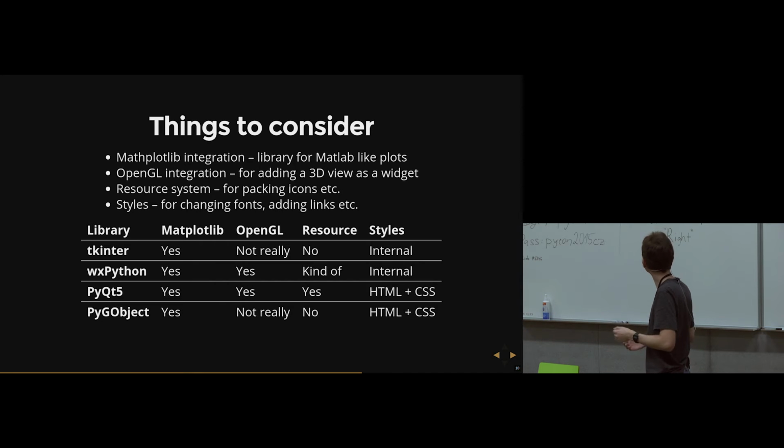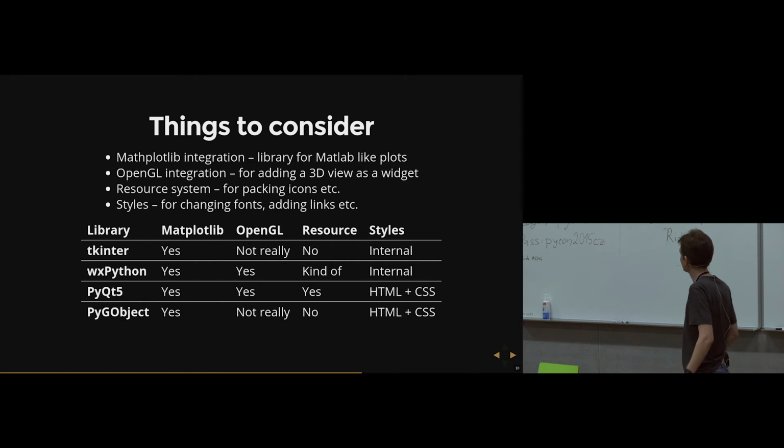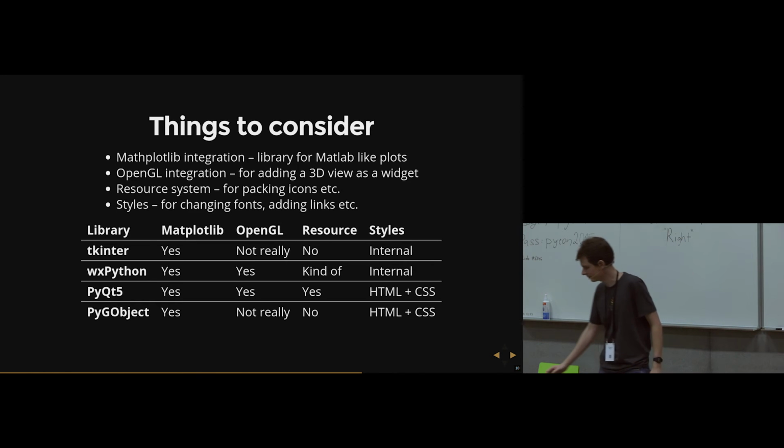Resource systems, if you want to pack your resources like images and icons, may be useful for you. Also, if you are planning to style your application, like change colors, do some views on links, and stuff like that, then maybe it will be better for you to select something which is easier to style, like Qt5, for example.